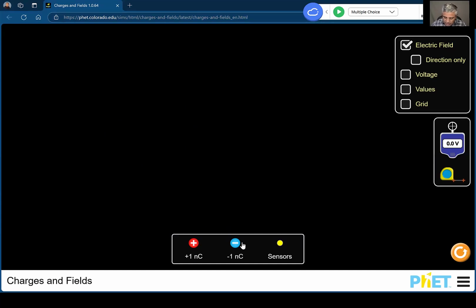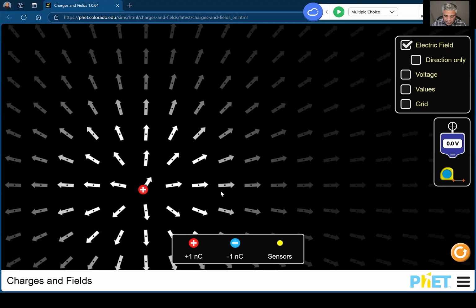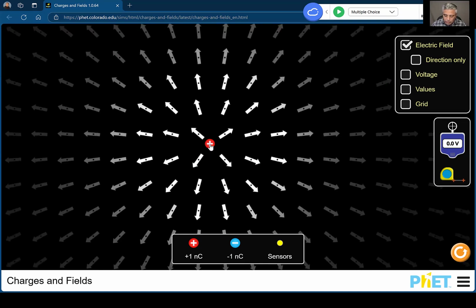So over here you can put some positive charge in the field. That's how it looks like. If you start from here, that's how it's going to look like. If you start from here, that's how it's going to look like. That's for positive charge. So they are all pointing away because direction of force and field are same.